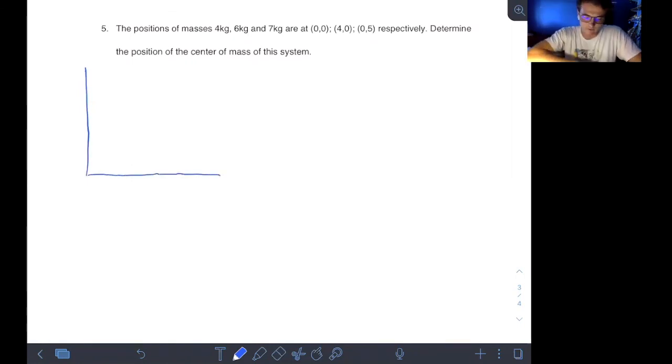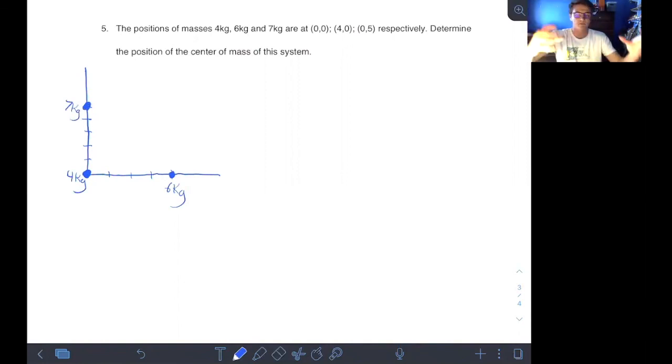Okay, let's look at the first one. So we have a 4 kilogram mass at 0, 0. Perfect. 4 kilogram mass right here, right? So this is 4 kilograms. And we have a 6 kilogram mass at 4, 0. So 1, 2, 3, 4. Let's do it there. 6 kilograms. Okay, and then we have a 7 kilogram mass at 0, 5. So 5 on the y-axis. 1, 2, 3, 4, 5. Okay, so there. So 7 kilograms. All right, so now we have to find the center of mass between these 3 masses.